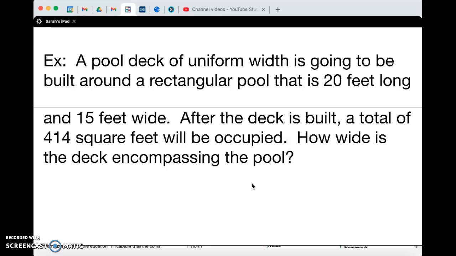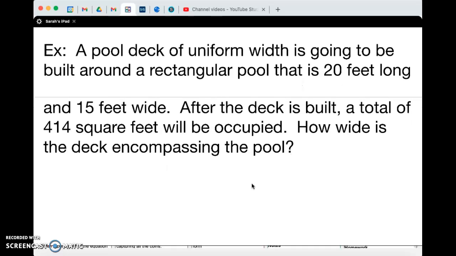Super interesting. Okay. Story problem. Best thing ever. What kind of uniform with? Like a background. This is why we need it. Right. See, that's why we do all these story problems. Yes, because I always want to know how wide the deck encompasses.